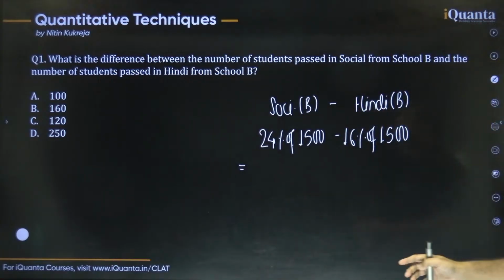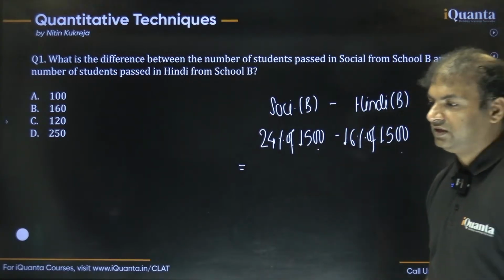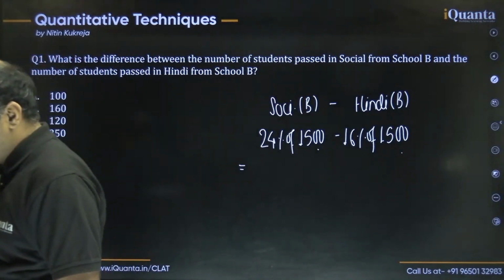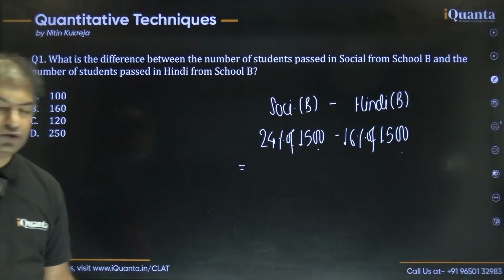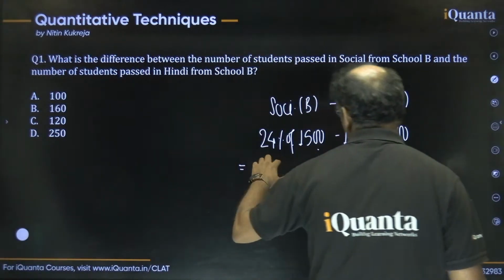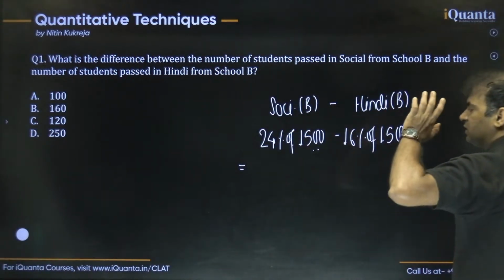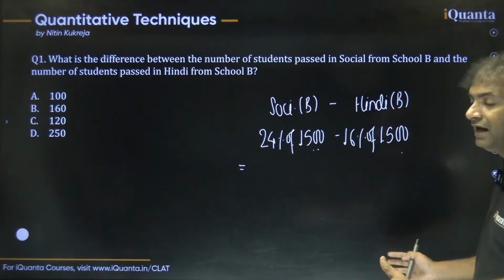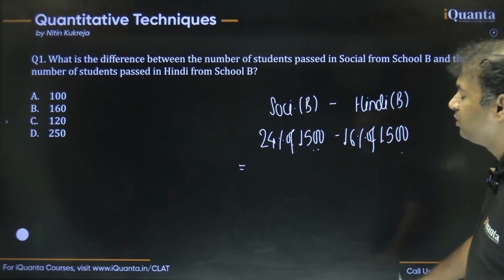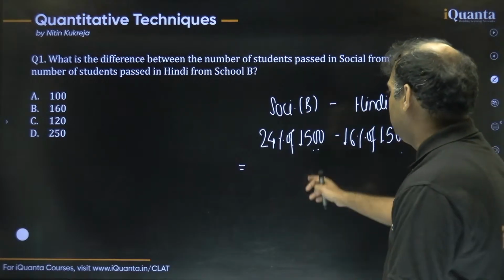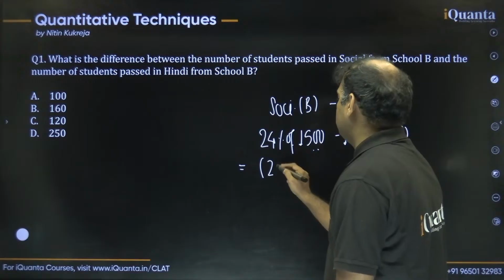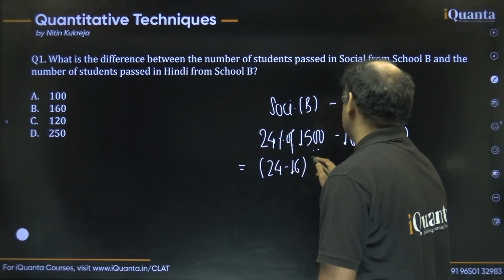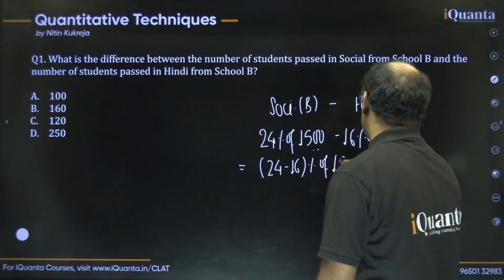Good thing is, the base is the same for both. A lot of people try to find those individual numbers, means they do the whole calculation. They find 24% of 1500, they find 16% of 1500, and then they subtract. But guys, in this problem, it's not required. You know why? Because the base is the same. So we can just say that this difference has to be 24 minus 16 percentage of 1500. This is what we can do.